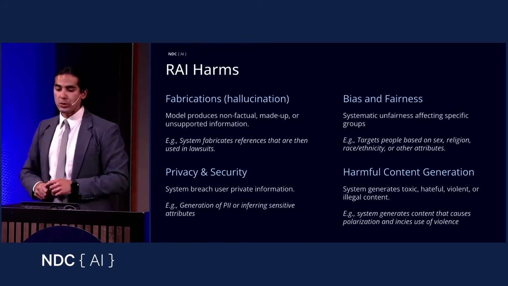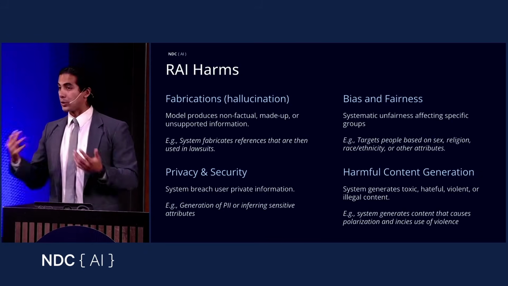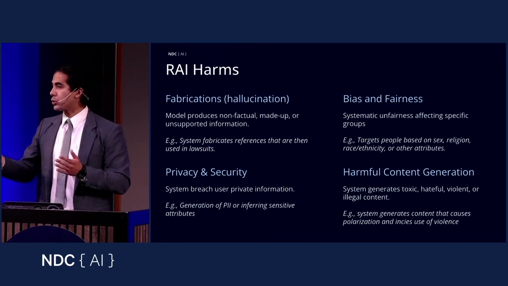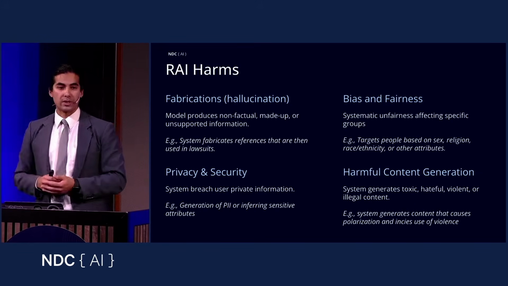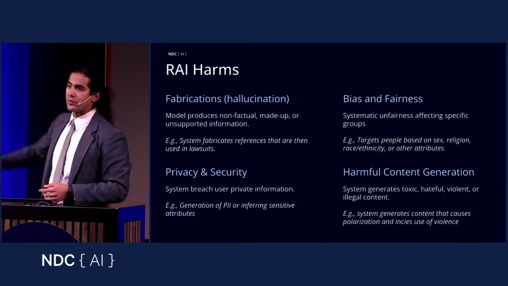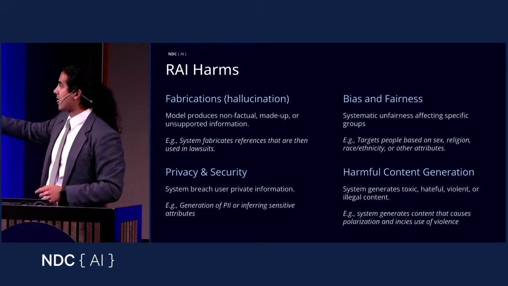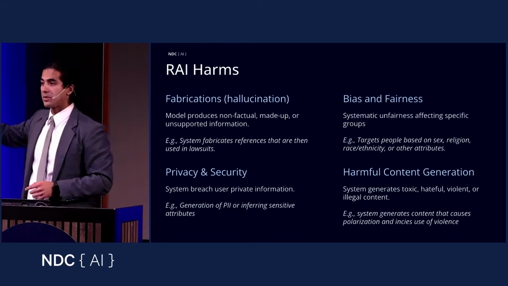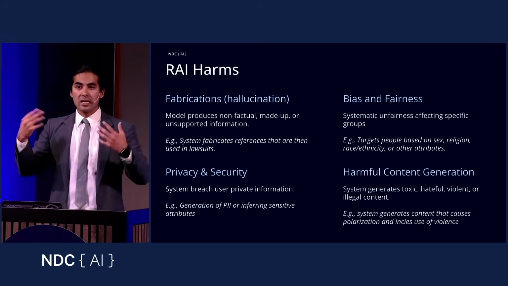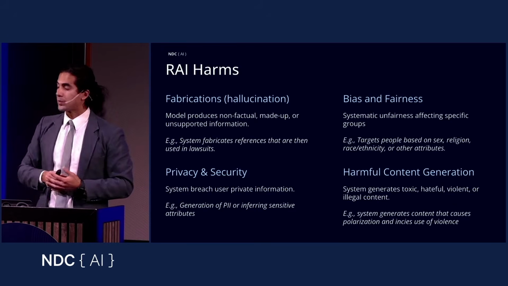Starting with fabrications, I think we all know that these models hallucinate information, right? They are trained to predict next tokens. They are not trained to be factual in their responses. So fabrications happen. An example of this can be, as I mentioned earlier in the first slide, a chatbot fabricating references, right? And then those references, for example, can be used for lawsuits or can be used to give customers information, and then companies are held liable because of that.